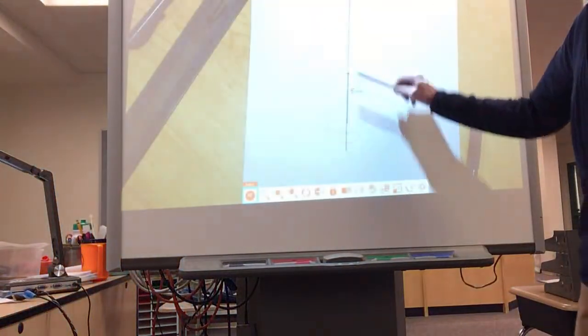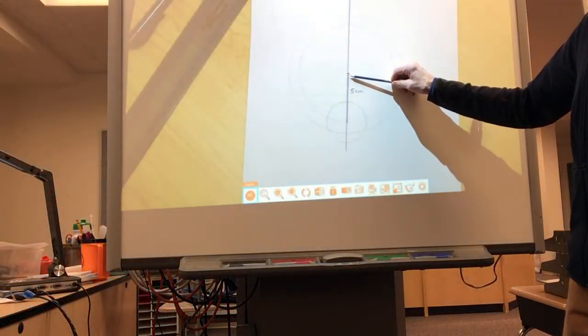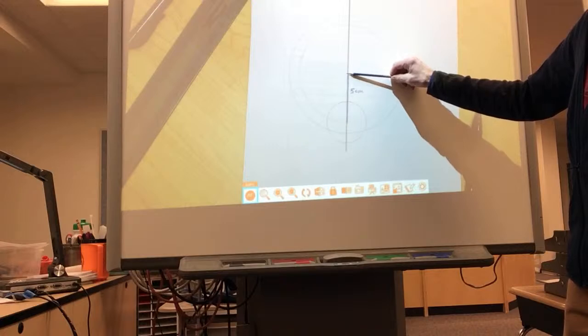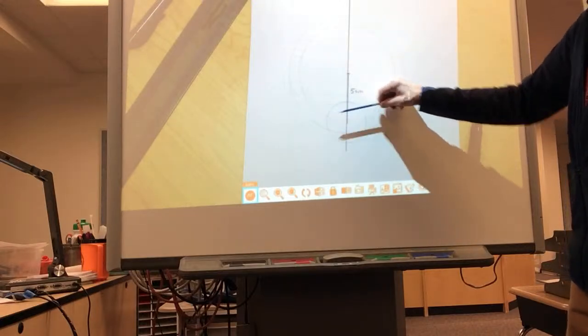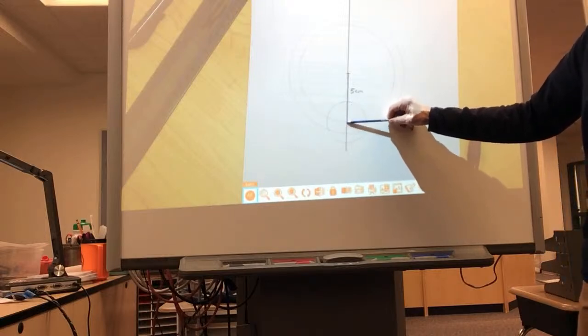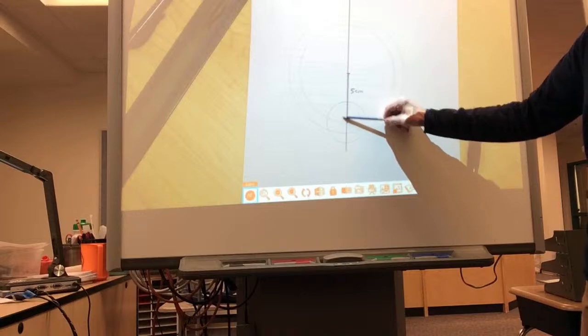Your line of any length, found the center. Pause this in between as you do these steps. There's the center. Then we drew a circle with radius of 5 with the drawing compass. Here's the circle, radius of 5. We went to where that circle intersects with this line. That's the center of this circle, which has a radius of 2.